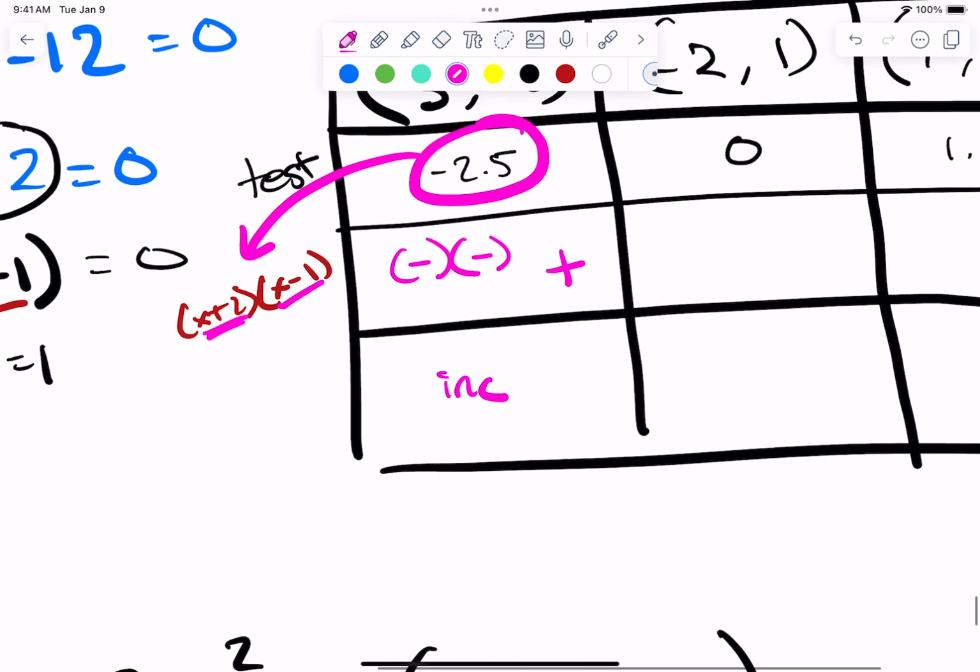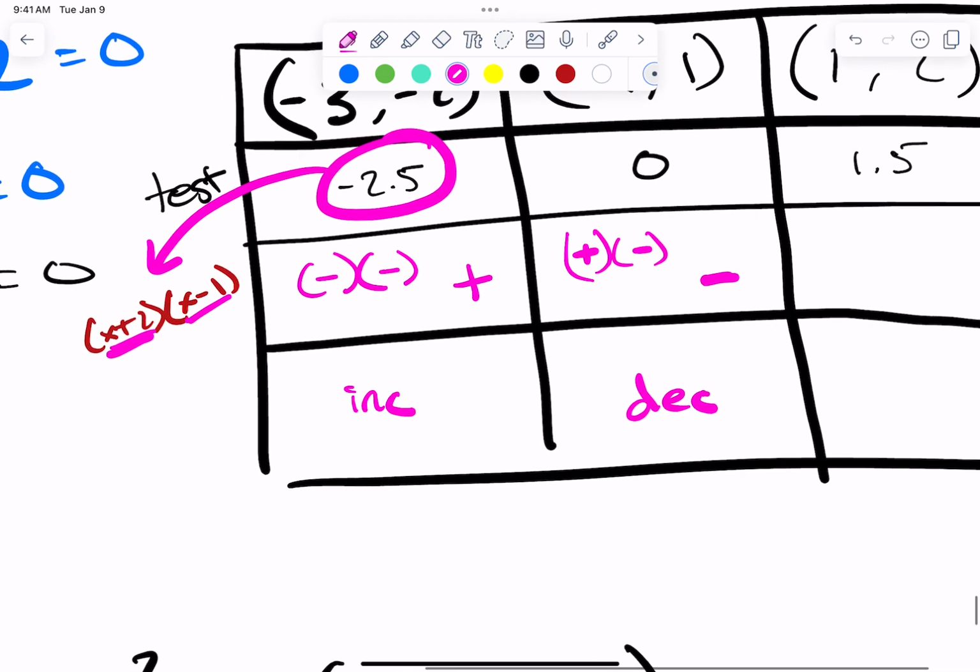Okay, 0, if I plug 0 in, 0 plus 2 is plus, 0 minus 1 is minus, that's going to be minus, so decreasing. Okay, so these numbers aren't that bad because we're not actually looking for a number. We're just looking at plus or minus. That makes it nicer. 1.5 plus 2 is plus. 1.5 minus 1 is plus. Plus times plus means plus, so increasing then.